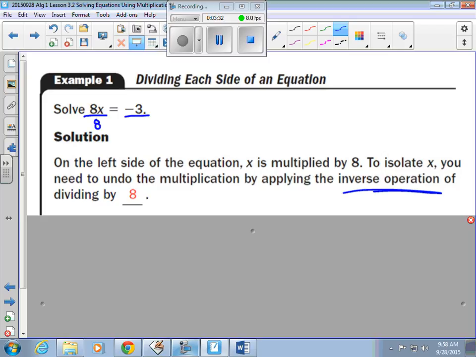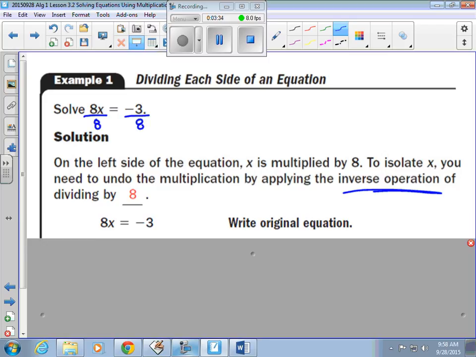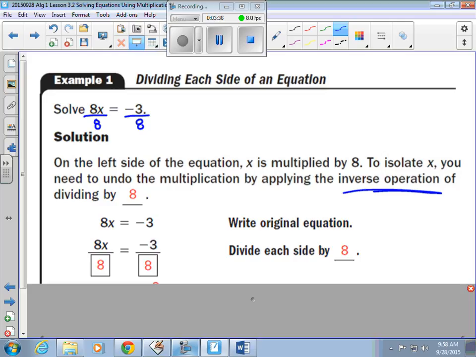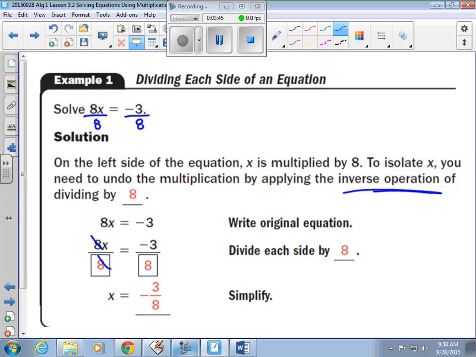If you do it to one side, remember you do the exact same thing to the other side. So you have 8x divided by 8 is equal to negative 3 divided by 8. This one cancels out this one and leaves you with x. And x's value is negative 3 over 8. So again, undo or cancel out multiplication using division.